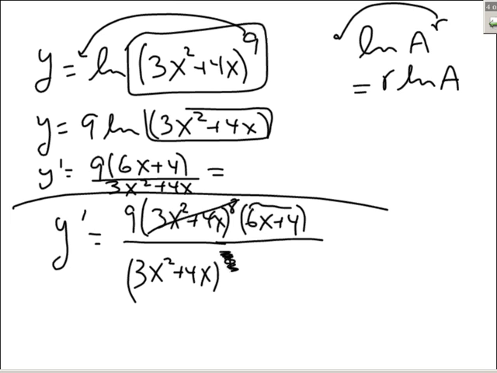I factor out a 2 from the top, so I get 18 times, I pulled out a 2, so that's 3x plus 2. And here's the answer. You never ever have to use any of those more advanced derivative rules. No product rule, no quotient rule, no general power rule.